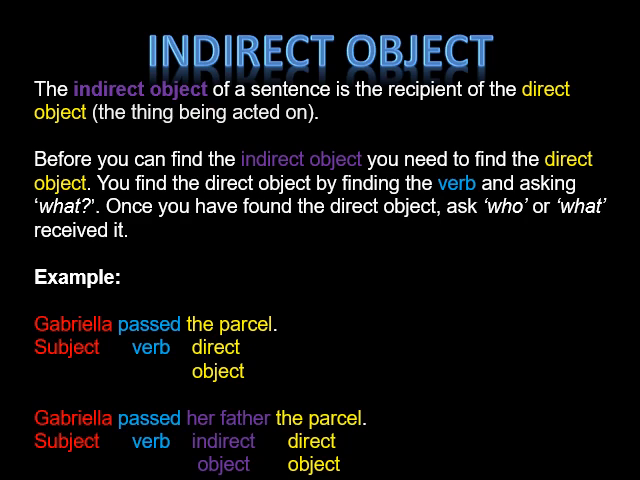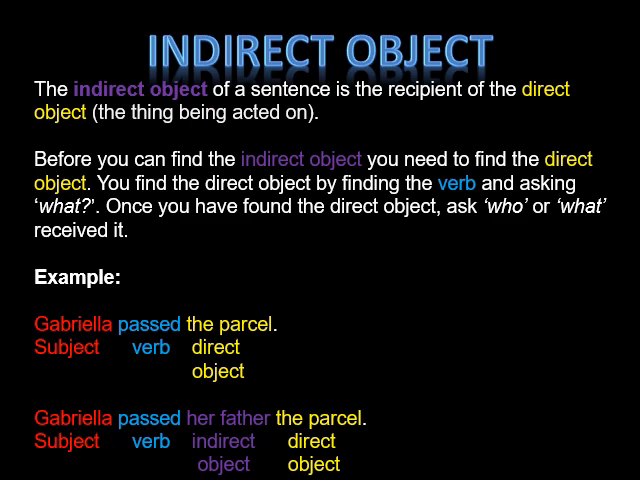But Gabriella passed her father the parcel. Here you can see there's an insertion. So Gabriella passed what? She passed the parcel, and she passed it to whom? To her father. So that is your indirect object.